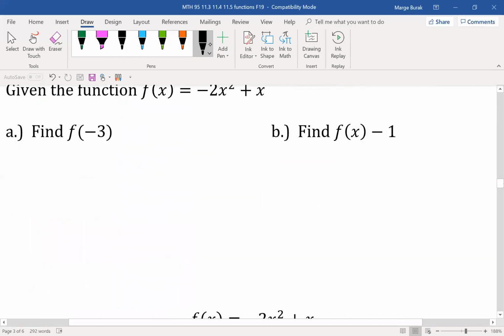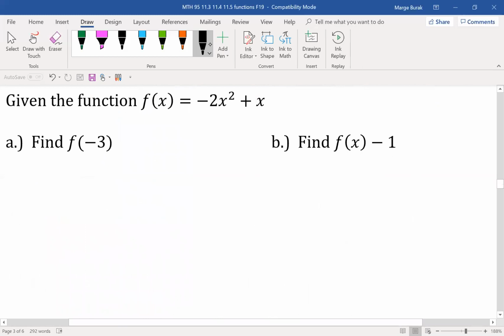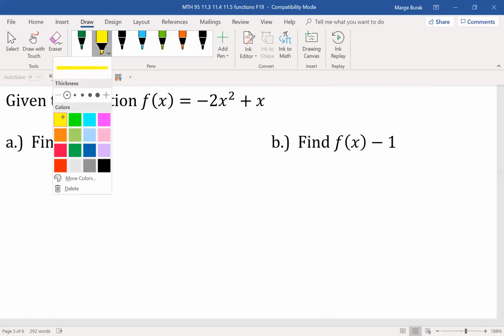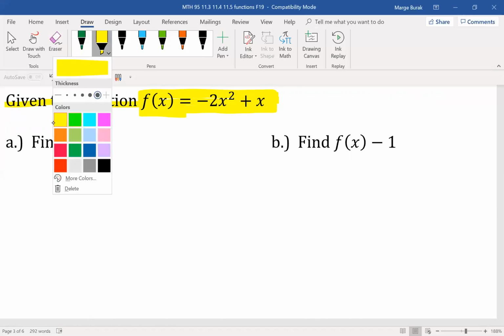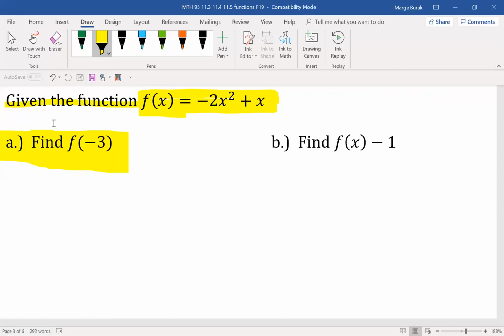We've played a little bit with evaluating expressions, but now what we want to do is a little bit more algebra. So here's our function, -2x squared plus x. I'm going to use the same function for a lot of different examples to try to make it clear. First of all, we want to find f of -3.